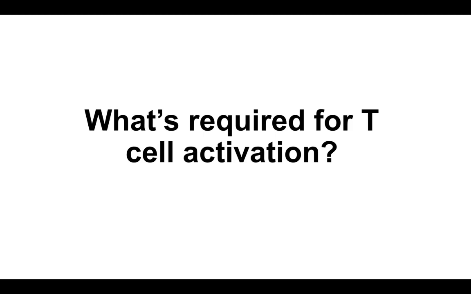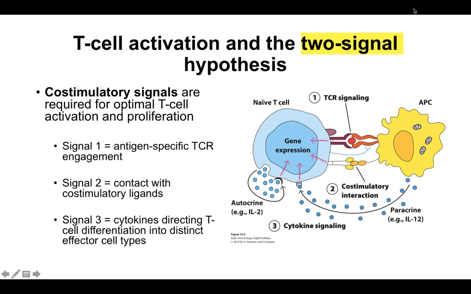What's required for T cell activation? We need two signals. There's a two-signal hypothesis. Signal 1 comes from the T cell receptor signaling, and the second signal comes from co-stimulation: CD28 on the T cell and B7 molecules such as CD80 and CD86 on the antigen presenting cell. The third signal can come from cytokines that help direct the type of T cell that you're going to get.